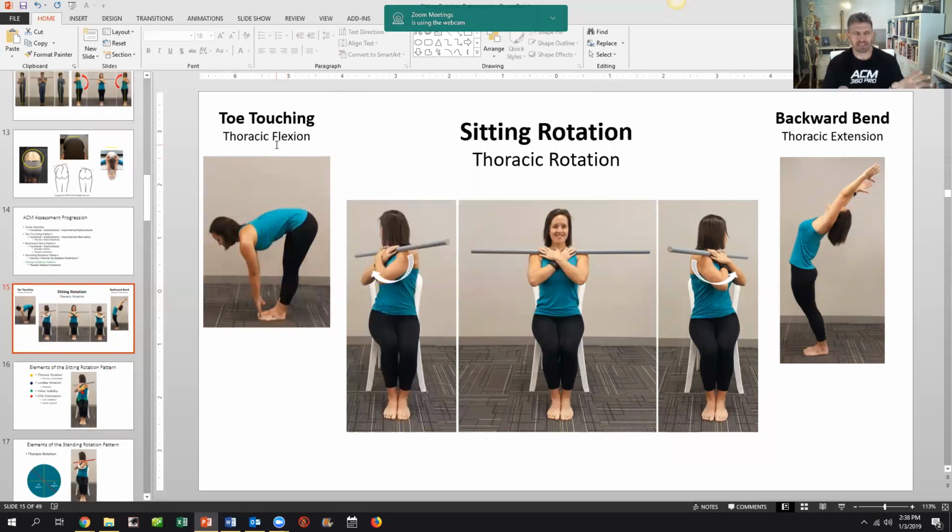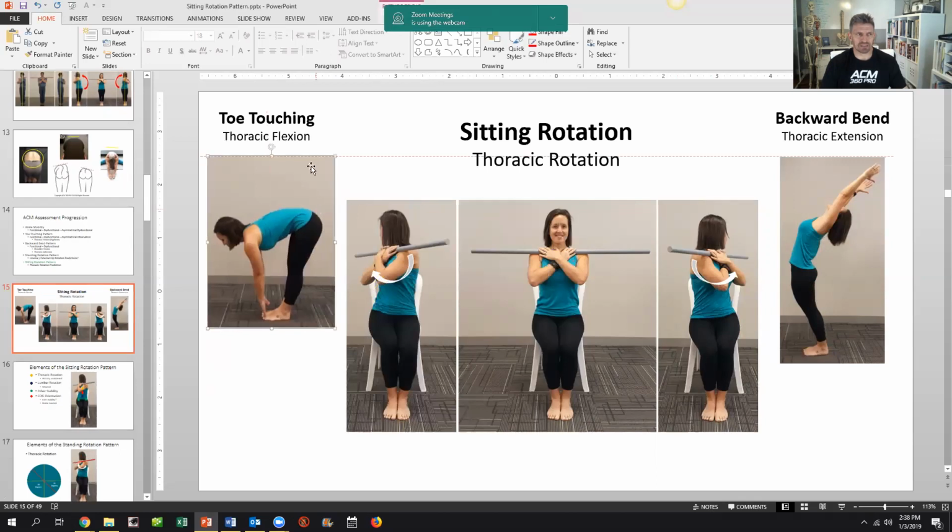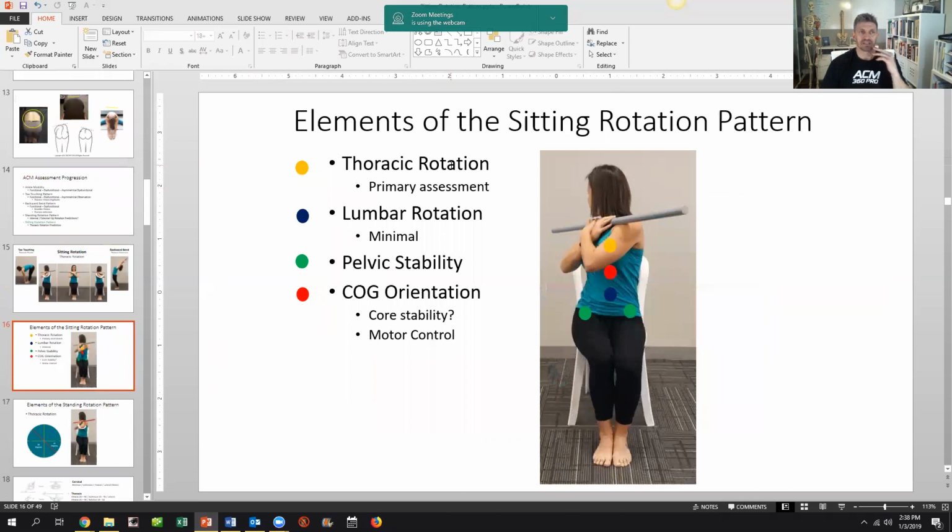I just really want to emphasize how important it is to be using the patterns to help predict and see what's happening with the other patterns that are going on. And that's why this assessment is so valuable, the ACM assessment. The elements of the sitting rotation pattern: obviously, we've talked about it. We're looking at that thoracic rotation component.